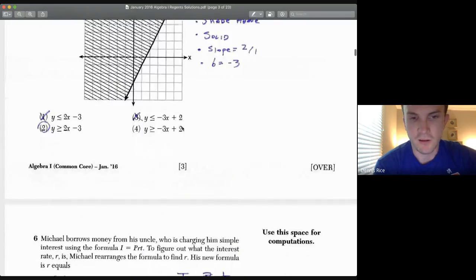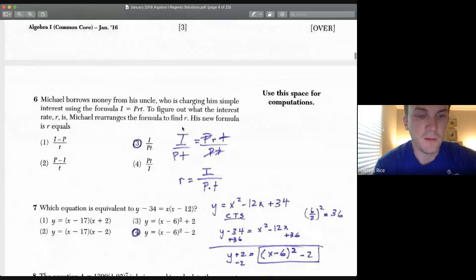When I say number 5, it could have been something else for you, but that question. Number 6, this is a literal equation. Solve it for r. You could do it in one move.